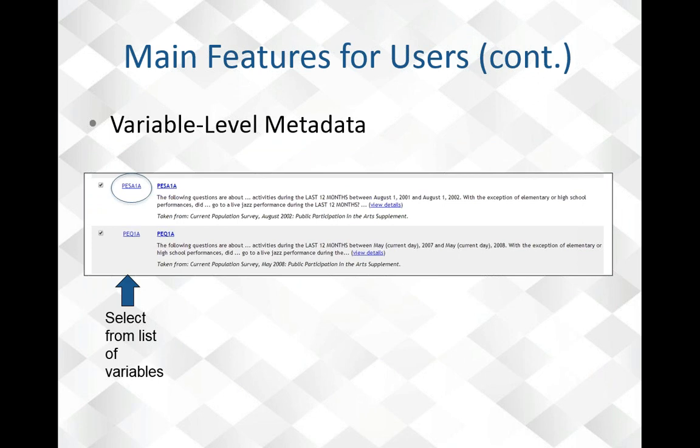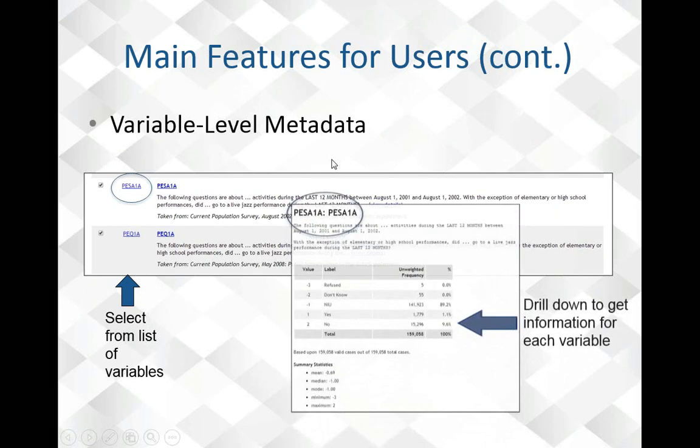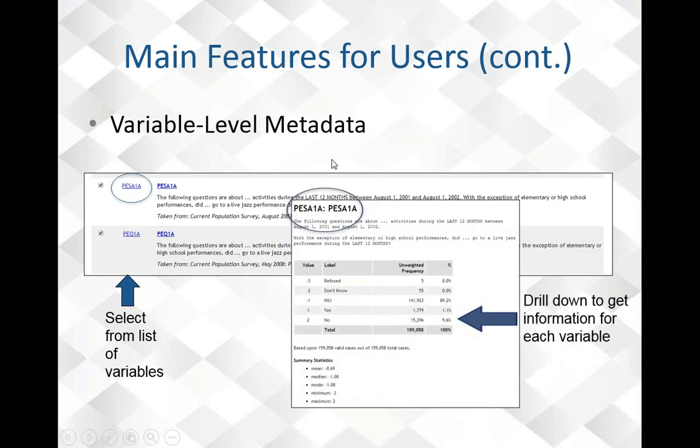In addition to the variable search feature, data users will also enjoy the variable level metadata. After performing the variable search, people can choose from the list of variables and click on the variable name. On the next page, they can review variable information such as missing data code, summary statistics, question text, and variable type.